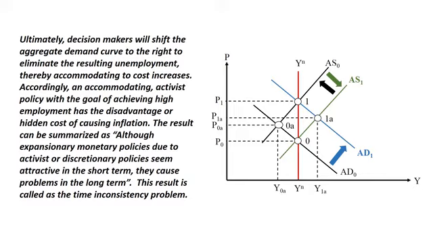Ultimately, decision makers will shift the aggregate demand curve to the right to eliminate the resulting unemployment, thereby accommodating to cost increases. Accordingly, an accommodating activist policy with the goal of achieving high employment has the disadvantage or hidden cost of causing inflation. The result can be summarized as, although expansionary monetary policies due to activist or discretionary policies seem attractive in the short term, they cause problems in the long term. This result is called the time inconsistency problem.